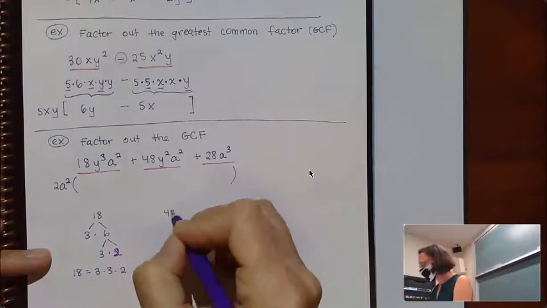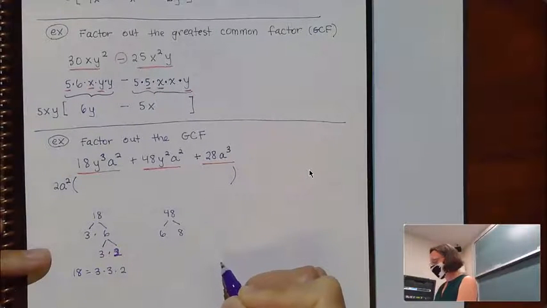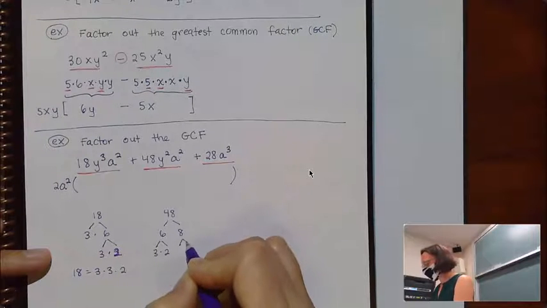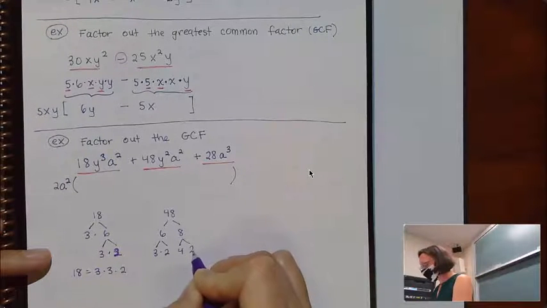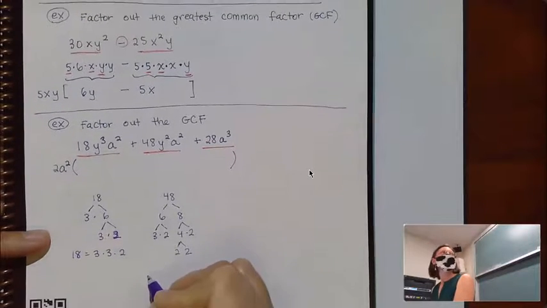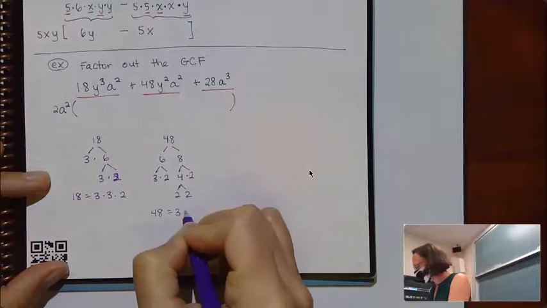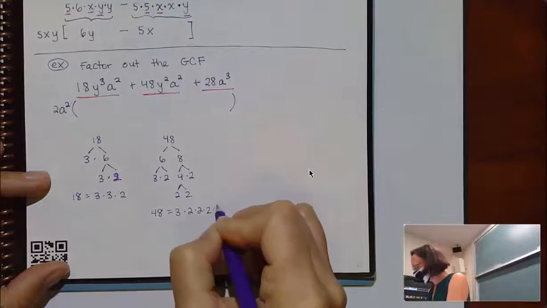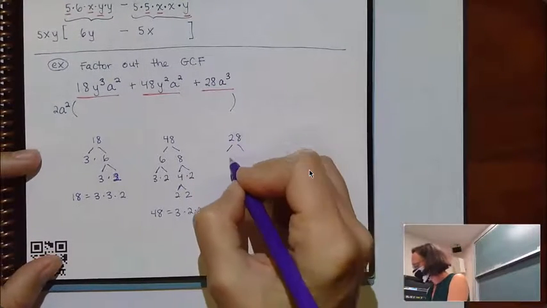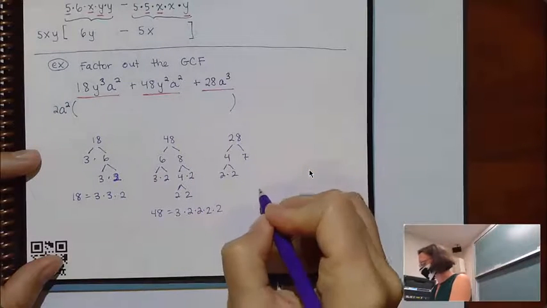And then 48, if I did the same thing, I was like, oh, well, 48 is 6 times 8. But then that 6 I could break down further as 3 times 2. And the 8 could become 4 times 2. But the 4 could become a 2 times 2. So overall, sorry, I'm going off the page here. Overall, that 48 would be 3 times 2 times 2 times 2 times 2. And then 28, 4 times 7, only thing I can do with that is change the 4 to be a 2 times 2.